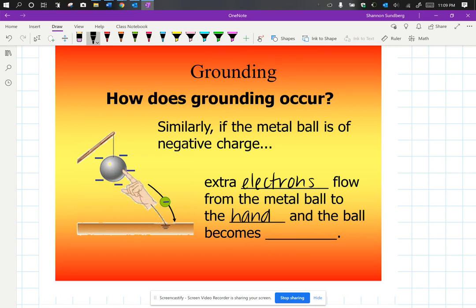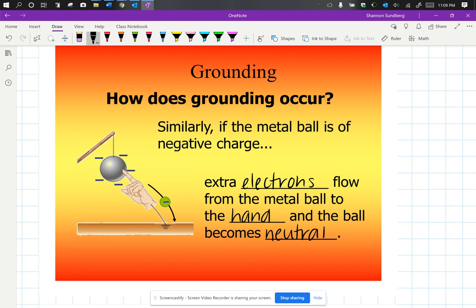Then the extra electrons leave, but some electrons stick around because they still like the protons that are in that ball. I don't want you to think that there aren't any protons in there just because they're not drawn in there. They are. Some electrons are going to stick around, but the extra ones are going to say, see you later, and jump to your hand. So when they do that, the ball is going to become a neutral object. It's all about balancing.